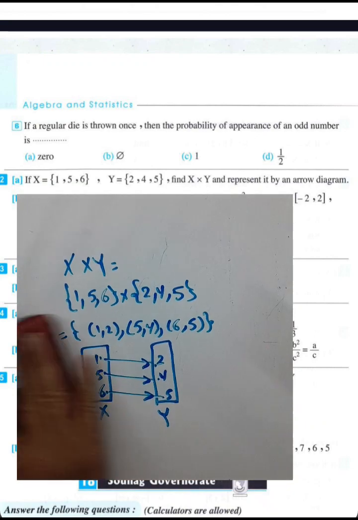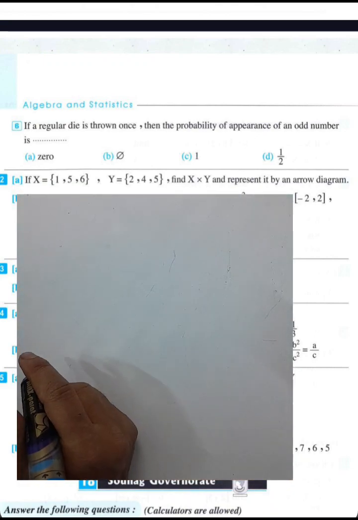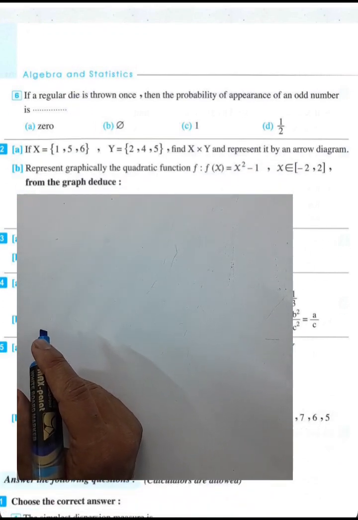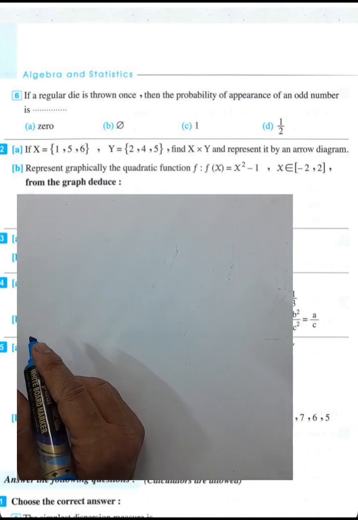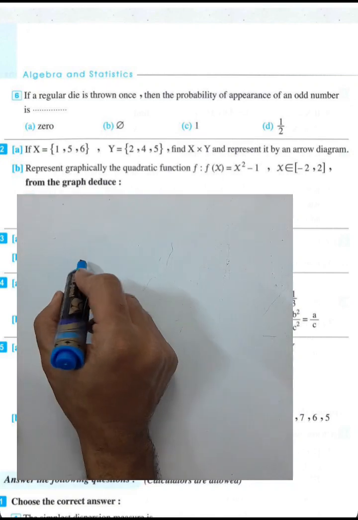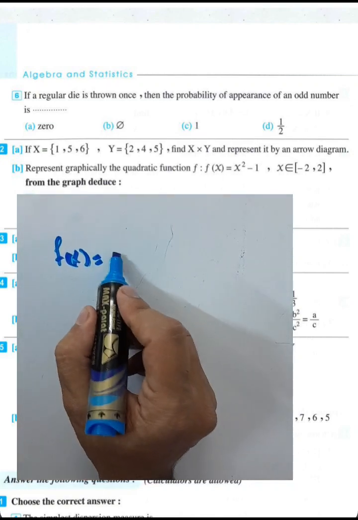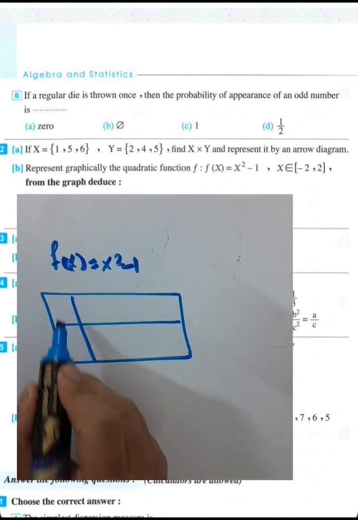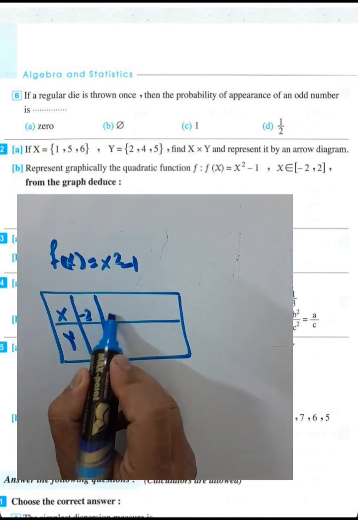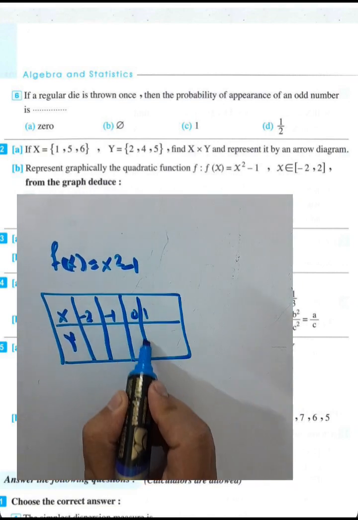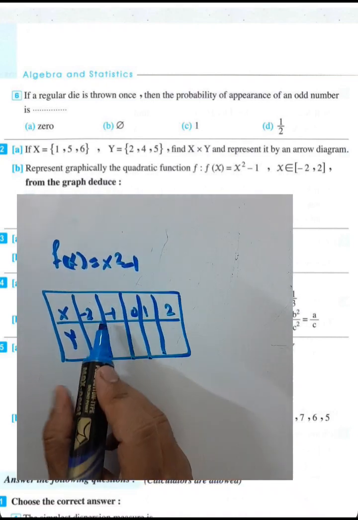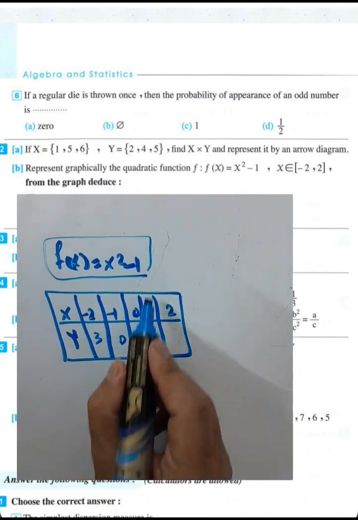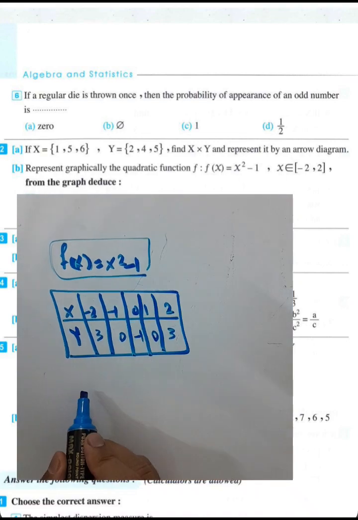If we have the relation between x and y, the image will be... next, letter B: represent graphically the function f of x equals x power 2 minus 1. We have this function on the interval from -2 to 2, so -2, -1, 0, 1, and 2. -2 power 2 is 4, minus 1 equals 3, 1 minus 1 is 0, 0 minus 1 is -1, 1 minus 1 is 0, 4 minus 1 equals 3.